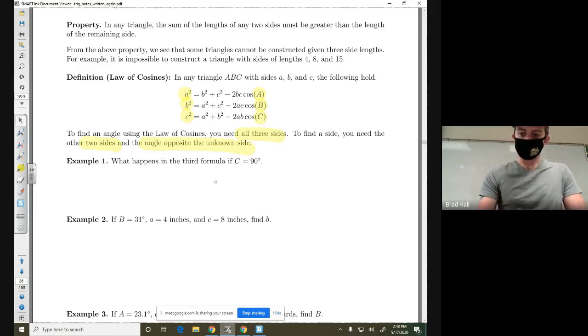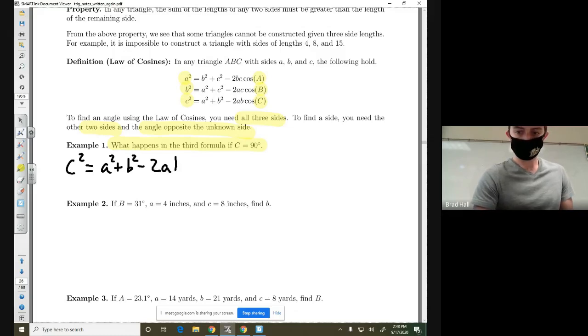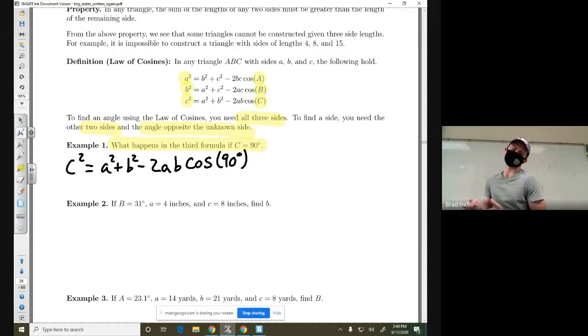So example 1 says, what happens to the third formula if C is 90 degrees? So what is the third formula? Third formula, I'm just going to rewrite it. But it says now capital C is 90 degrees. Okay, well that's interesting. What's cosine of 90 degrees? Does anyone happen to know? Yeah, that's right, it's 0.